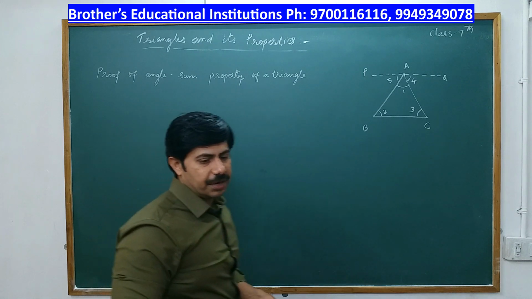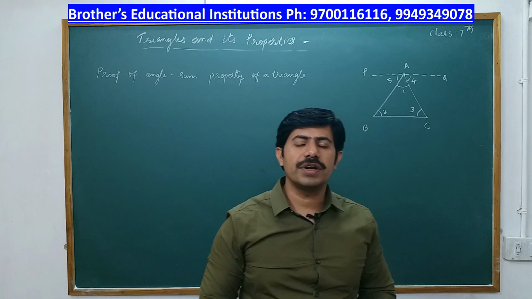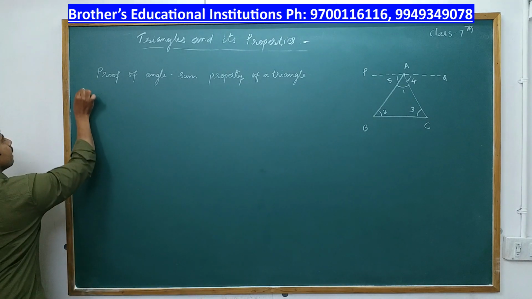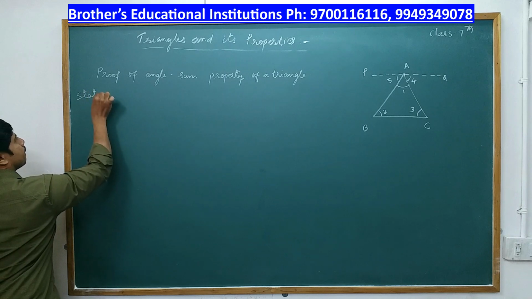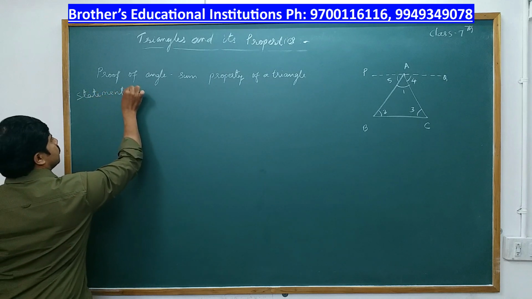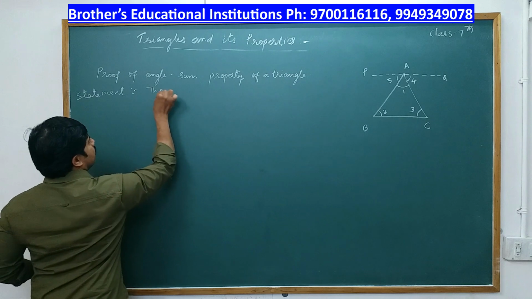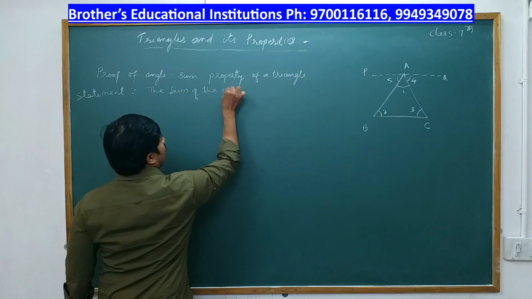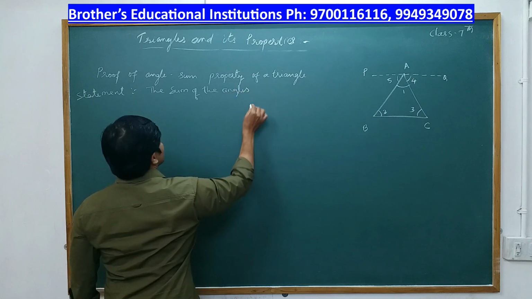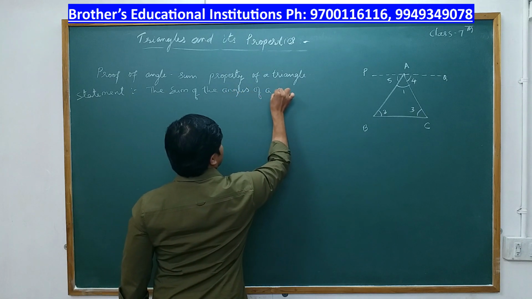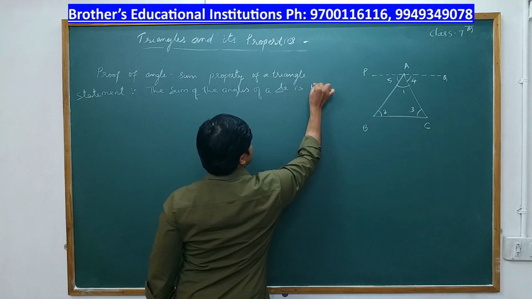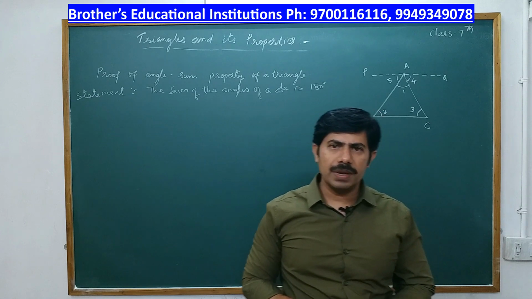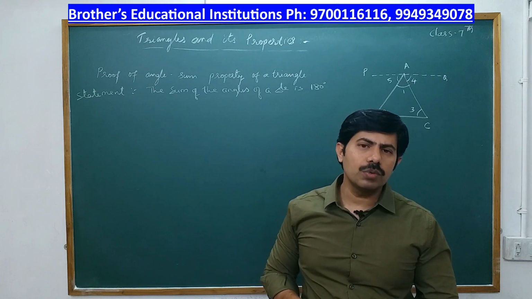So what is that statement? The statement is the sum of the angles of a triangle is 180 degrees. So I write the statement. The sum of the angles of a triangle is 180 degrees. So this is a statement. That means we need to prove angle A plus angle B plus angle C is equal to 180 degrees.